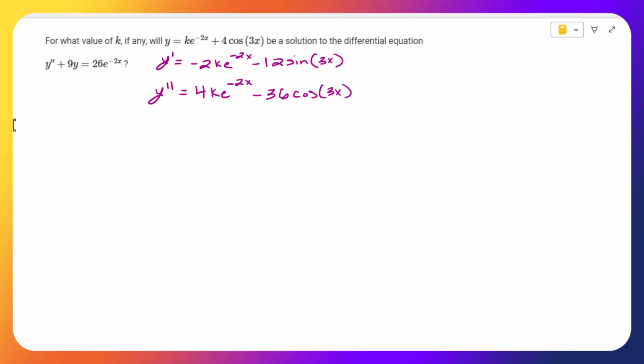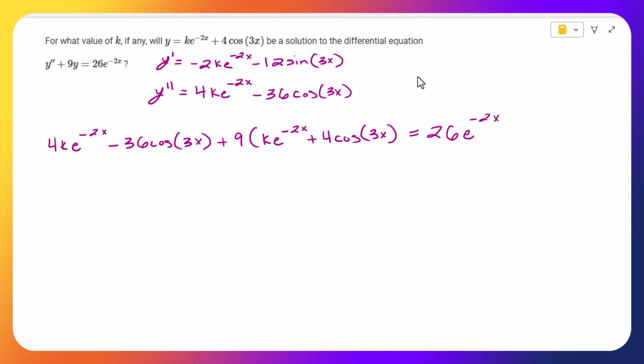So we want y double prime, that's 4k e to the negative 2x minus 36 cosine of 3x, plus 9y, so plus 9 k e to the negative 2x plus 4 cosine of 3x. We want this to equal 26 e to the negative 2x. So I'm actually going to write that there because we're going to end up having to solve for k. So I'm going to write what it should equal. And we'll distribute.